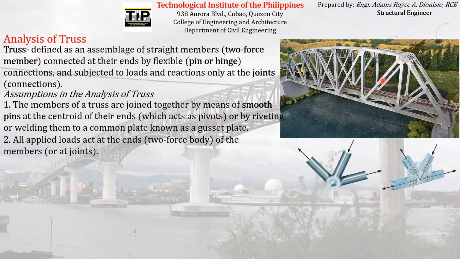So, bakit bawal? Bakit bawal mag-apply dyan ng load sa katawan ng member? Kasi nga, yung mga member natin, two-force member lang or two-force body. So, when we say two-force body, yung mga forces na nag-act sa kanya ay nag-act lang sa dalawang points lang. So, in the case of the members of the truss, yung dalawang points na pinag-uusapan natin na yun ay yung dulo-dulo lang ng mga members ng truss. So, dun lang sa dalawang dulo na yun, or in other words, sa joints, pwedeng mag-act yung mga forces or mga load na dadalhin nitong truss structure natin. So, that is our assumption number 2.